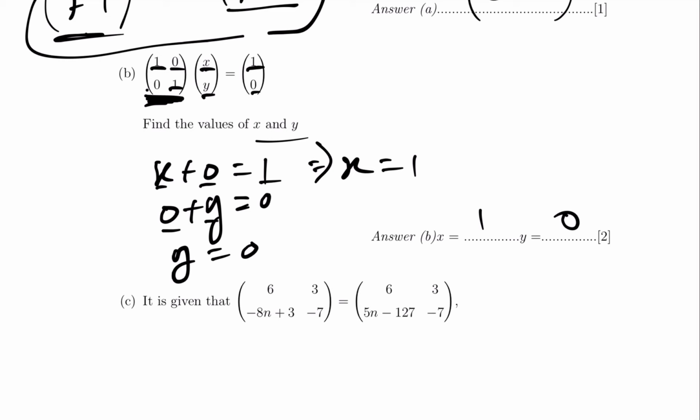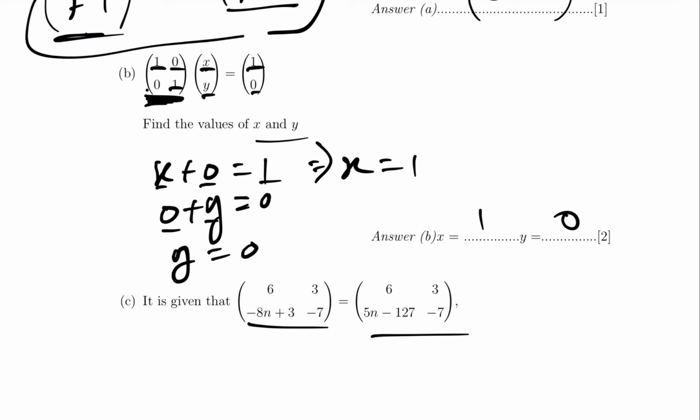we are given these two matrices. This is a 2 by 2 matrix, meaning with the same number of rows and the same number of columns, which are being 2. The question says we should find a value of n.